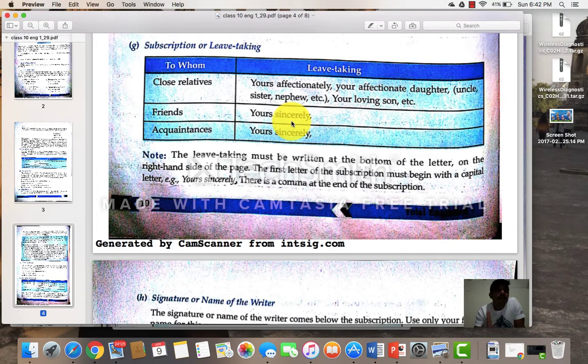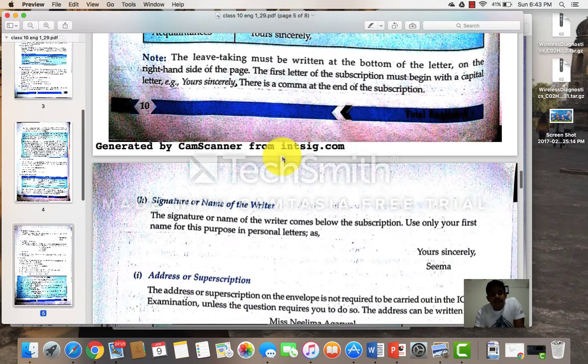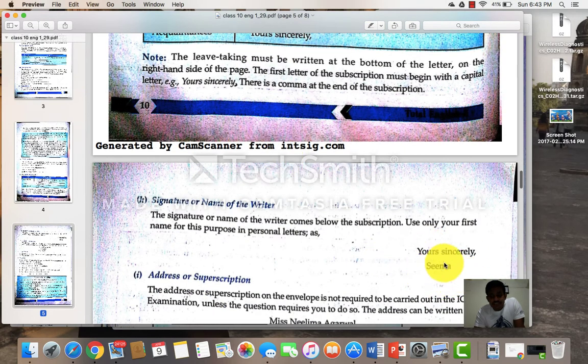Please remember, when you are writing a formal letter, that is a letter to an officer, you will not write yours sincerely, because you are not even aware who they are. So here you are sincere to your friends, you are true to your friends. Okay, you will write yours sincerely. And after that you will have to write your signature, like Seema. If for example the name of the person is Seema Biswas, she would write just Seema and would ignore the surname.